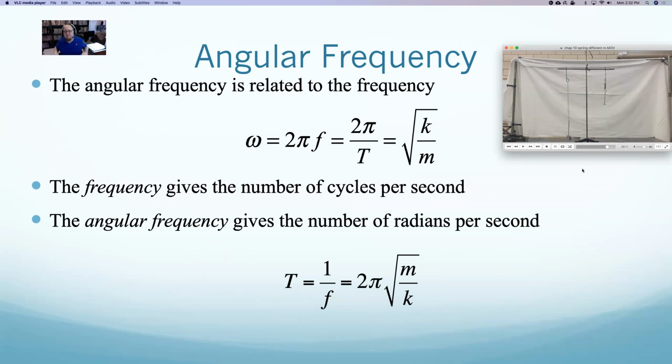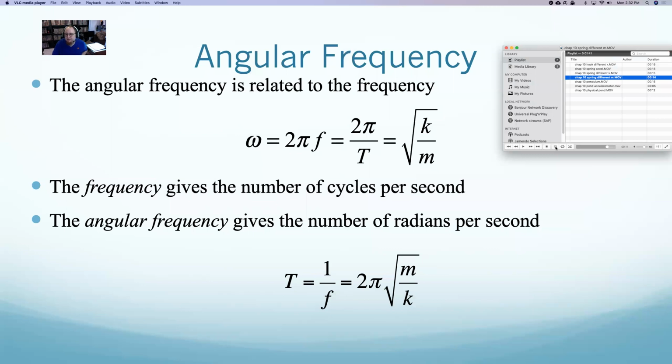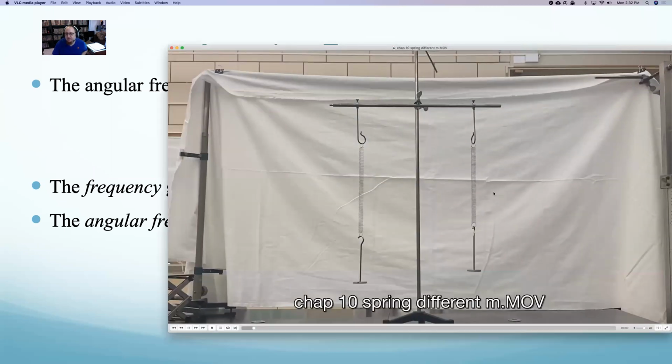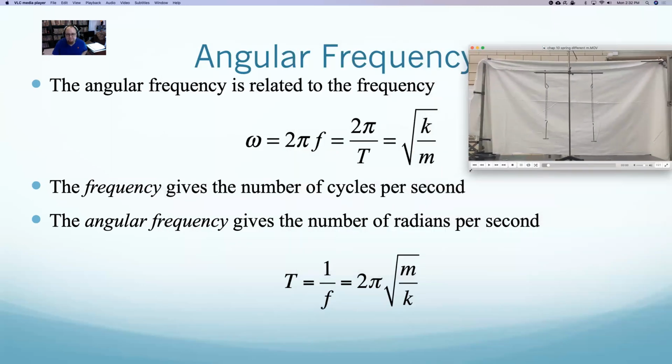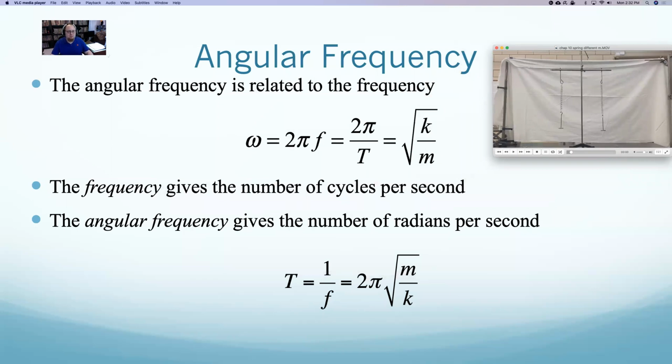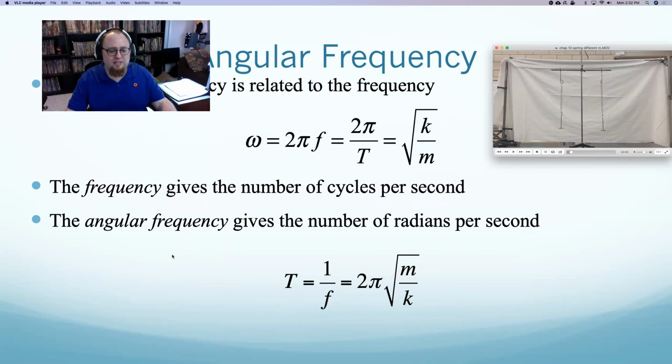What doesn't decide the period is amplitude. And I stupidly did not film an amplitude one for this, so I apologize for that. Though I might be able to do it with the slinky.